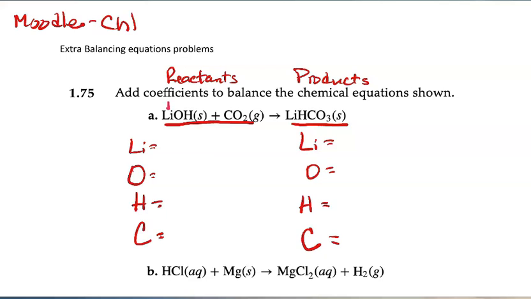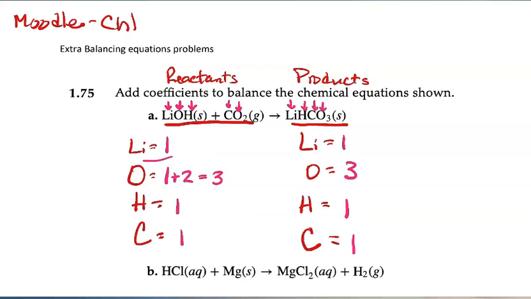So lithium, I only have one lithium atom. That's easy. Oxygen, there's one there, but be careful, when you come down here, you also have two here. So that's 1 plus 2 is 3. Hydrogen, I have one here. And carbon, I have one. So we do the same thing with our products. Lithium, we have one. Hydrogen, we have one. Carbon, we have one. Oxygen, we have 3.